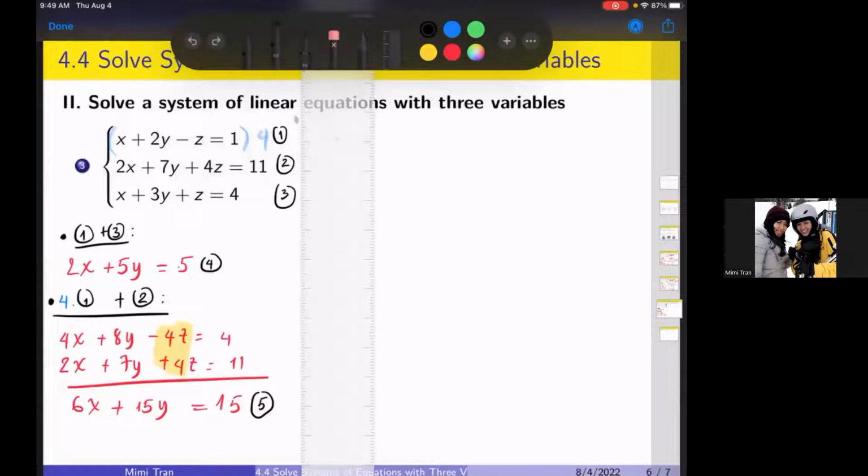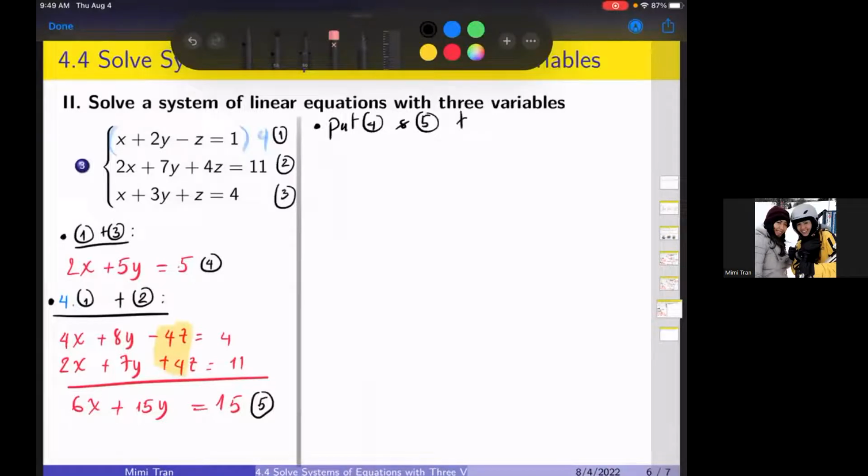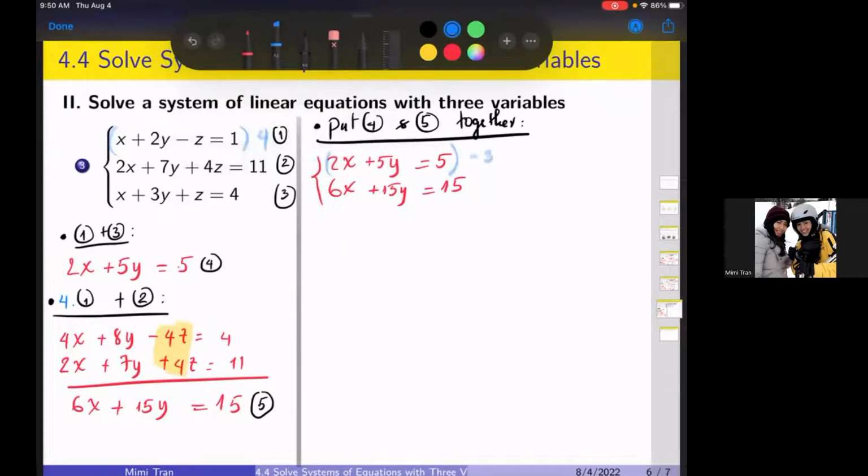Now you put 4 and 5 together. I got 2x plus 5y equal 5. And then 6x plus 15y equal 15. I'll choose, it doesn't matter what you choose. I'll choose x again to eliminate x. So I'm going to multiply the first one by -3.